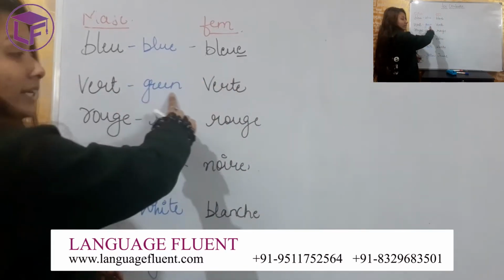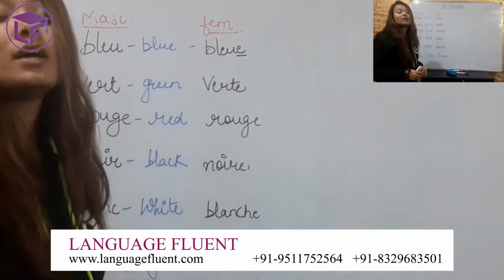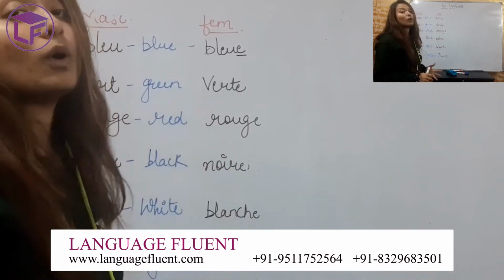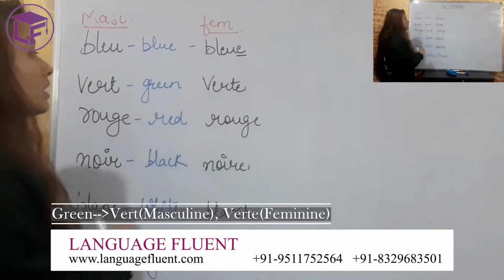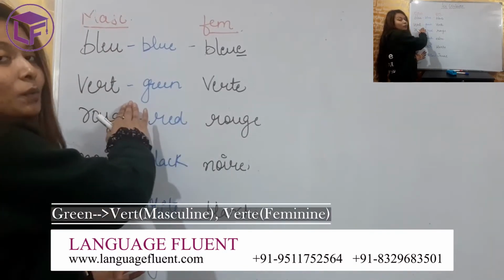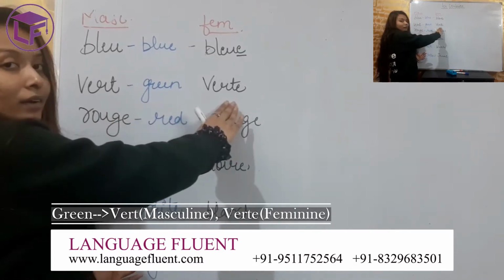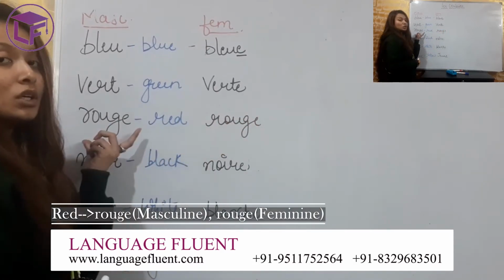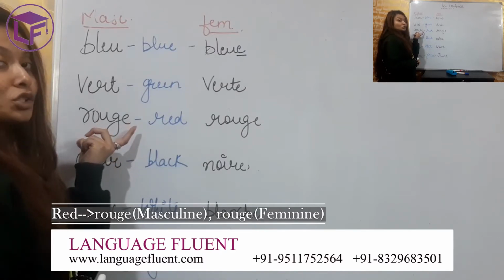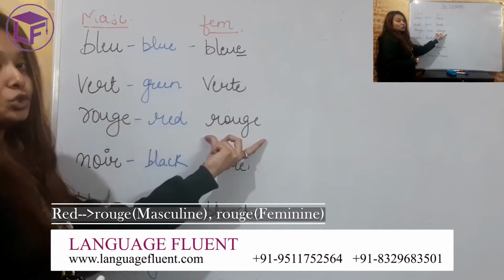And then we have green. These are very basic colors first. We will learn them and then we can move forward with other colors as well. Green is vert. Red is rouge.